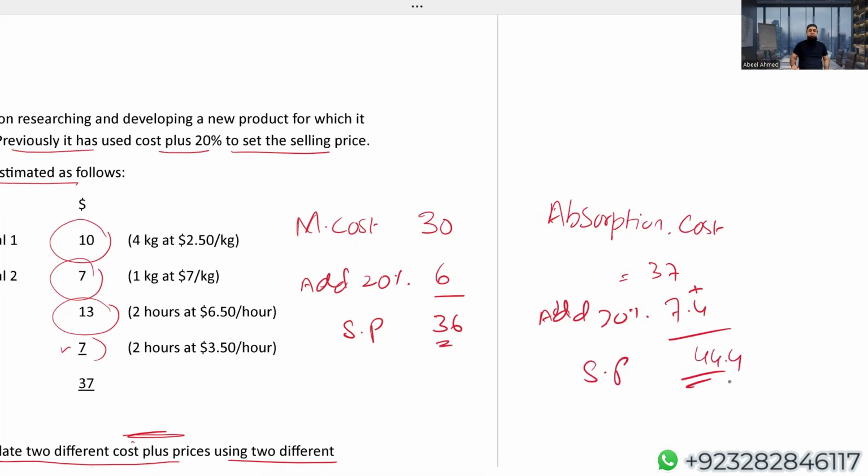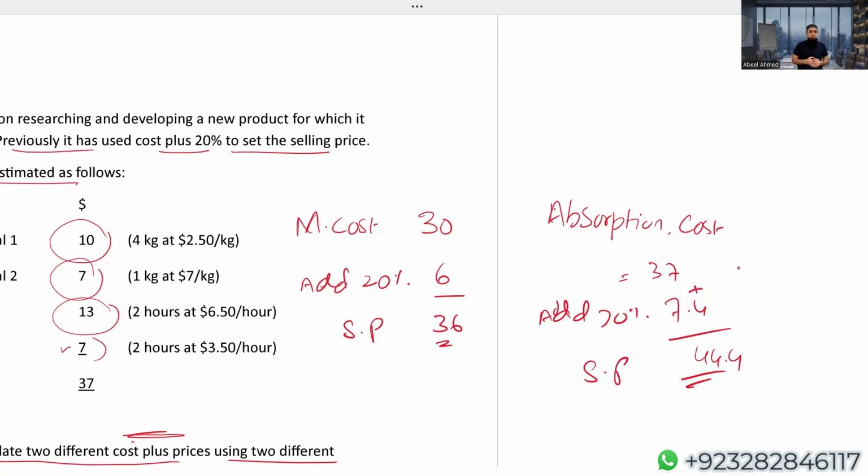What are the advantages if my company goes for absorption costing plus pricing? A number of advantages are there. Number one is easy to calculate. It's very simple to calculate. Data is already available. The second advantage is whenever you will be selling even a single unit, you know that you will be selling your product at a profit. Plus, you know that we will not be selling even a single unit for less than cost. So these are the advantages.